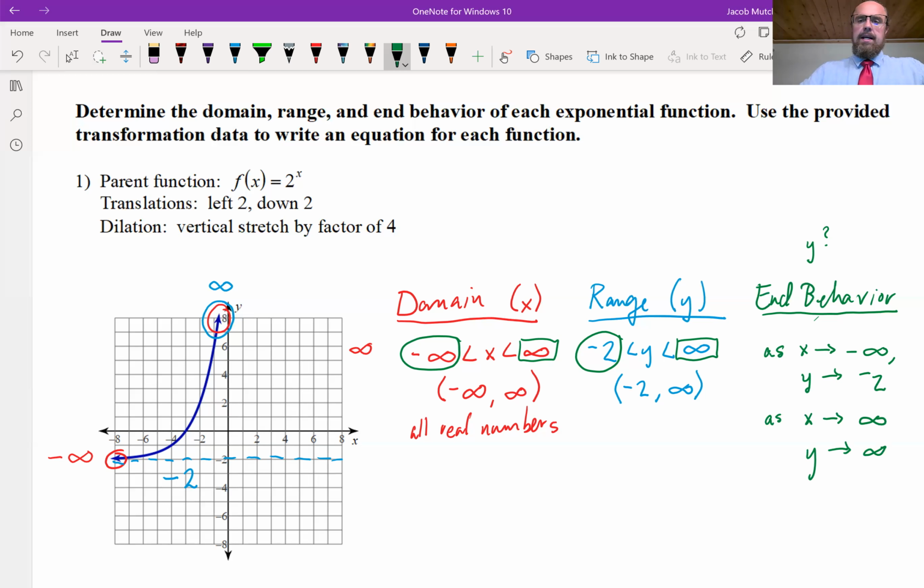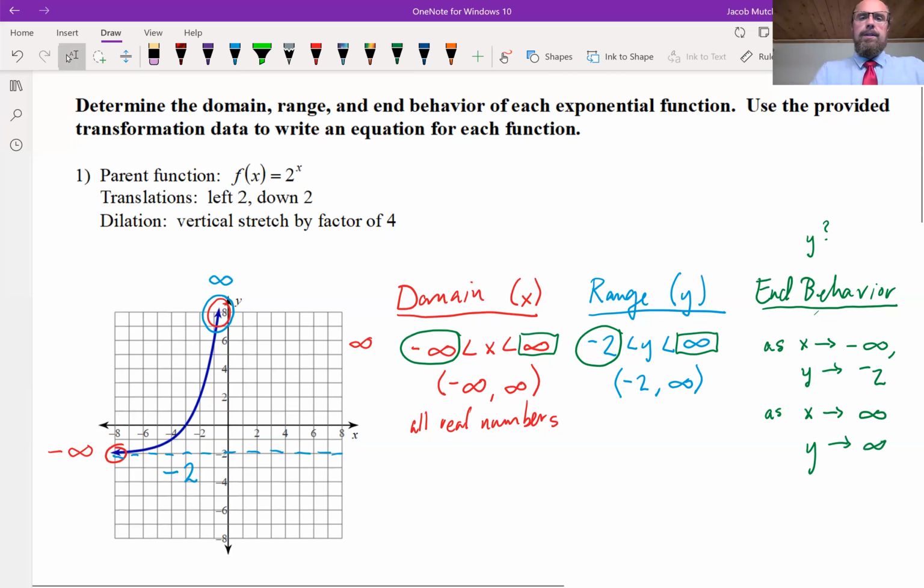Our last task is to write an equation for this function. So what we've got to use here is this information at the top of the graph that's talking about the parent function and various transformations that have been carried out on the parent function to make this graph of the blue exponential.